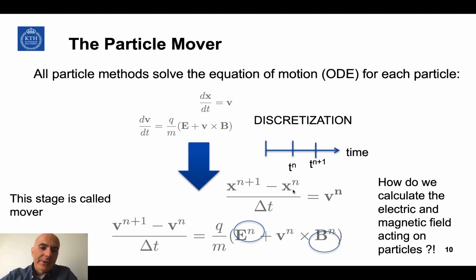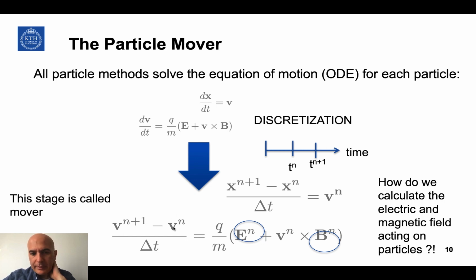We can do the same trick for Newton's law here. We discretize this equation in this way and this way, and then we can reformulate this equation to calculate the velocity of the particle at n plus 1. So this is called the mover, the particle mover, or also called the particle pusher.